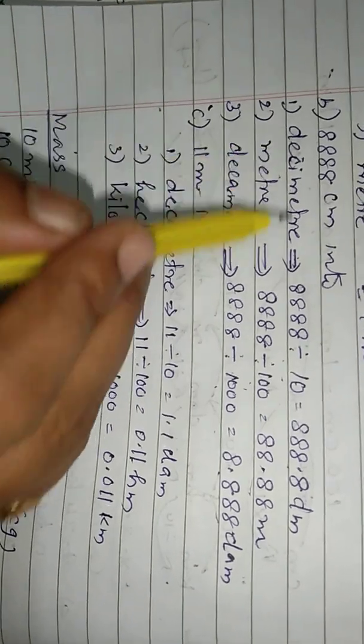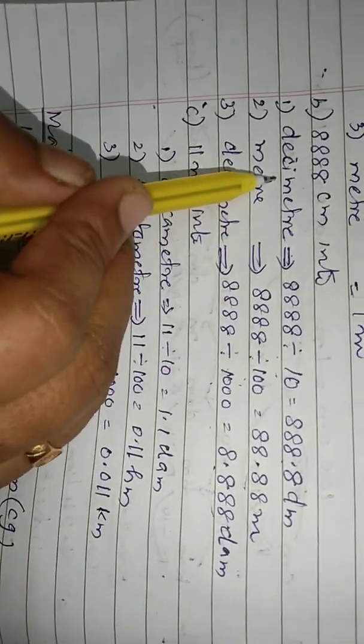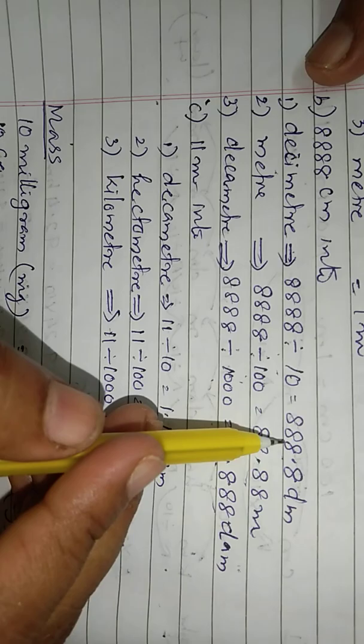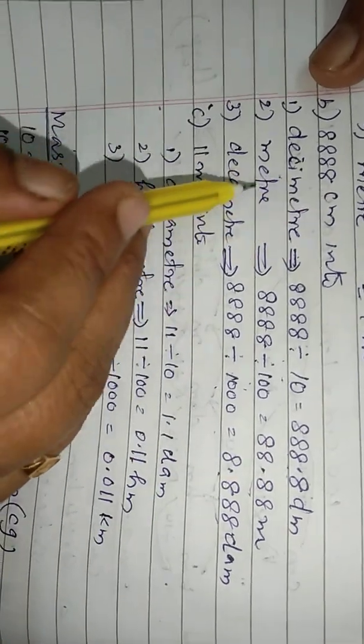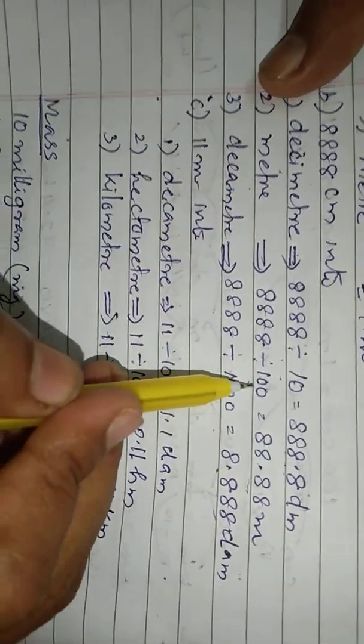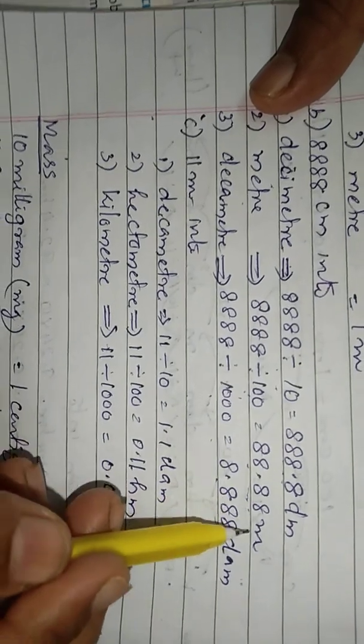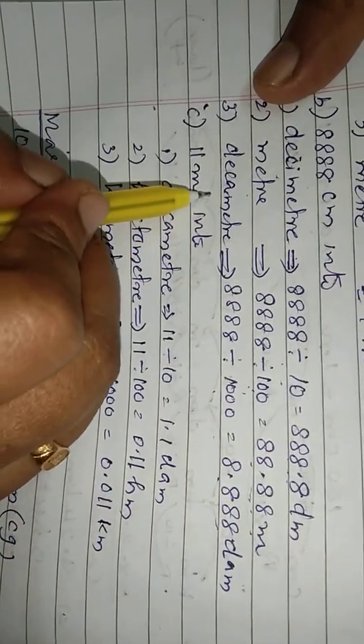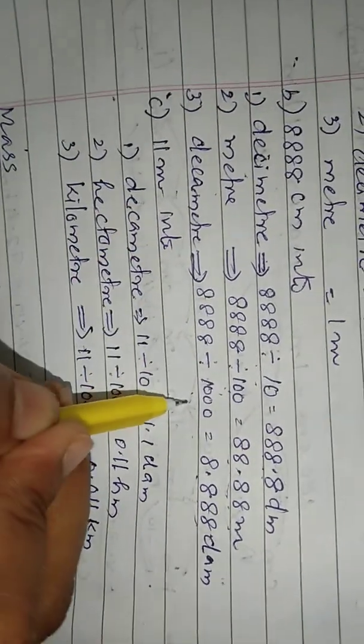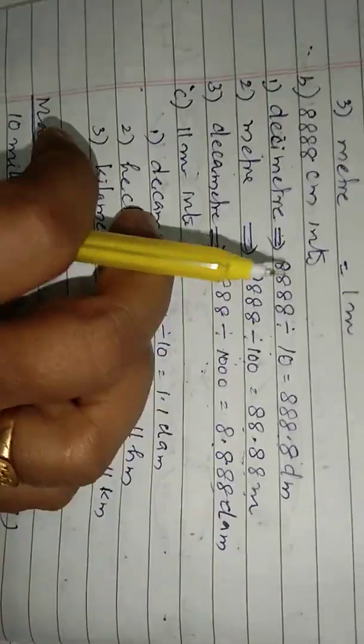So here centimeter is converted to decimeter, it becomes 888.8. When centimeter is converted into meter, we divide by 100, so 88.88 meter. Then decameter, we are converting to decameter, we are dividing by 1000. So you have to learn this table and this picture by heart. You have to always remember it when you are doing the conversion, and you can do the conversion very easily.